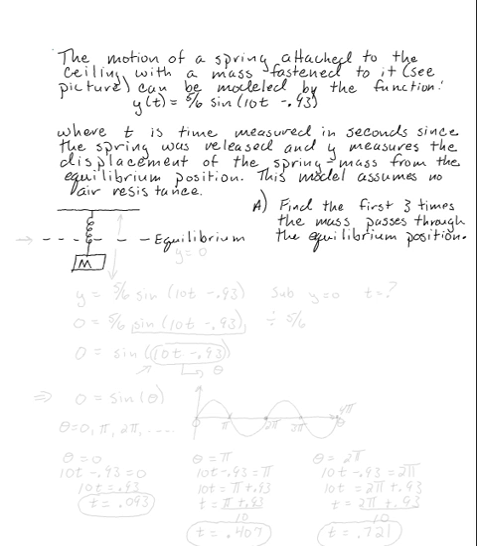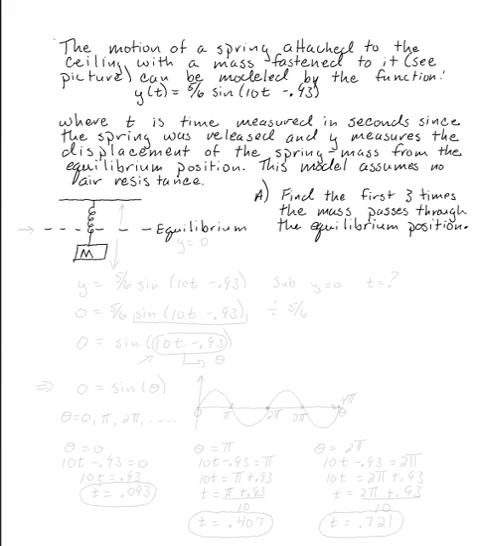The problem is about the motion of a spring. The spring is attached to a ceiling, and there's a mass attached to the bottom of the spring. As you pull the mass down, the spring will pull back, and of course the mass will oscillate back and forth. There's a picture here. The equilibrium position is here, and if I were to pull this mass down this way, then the spring would pull it back up toward the ceiling, and it would continue to oscillate back and forth from there.